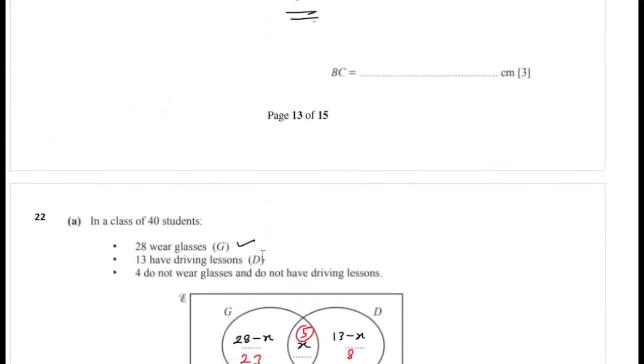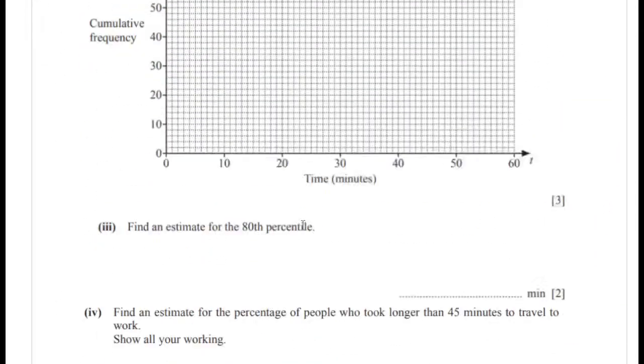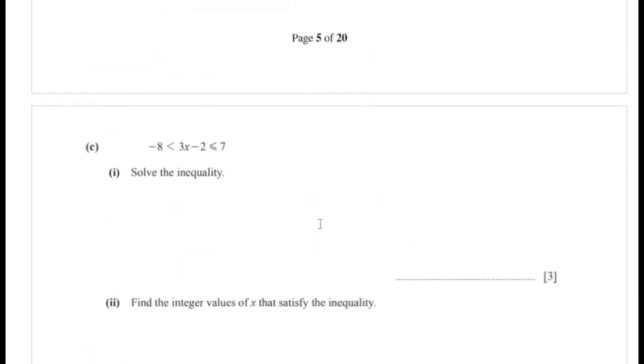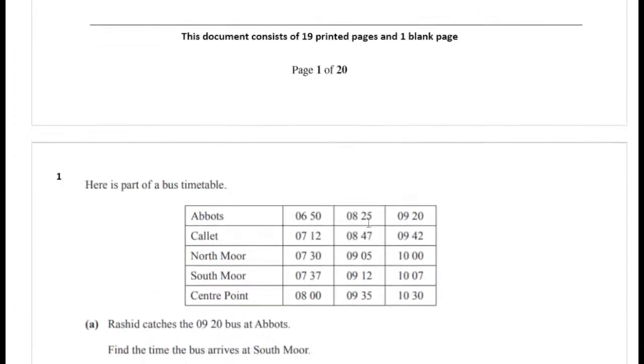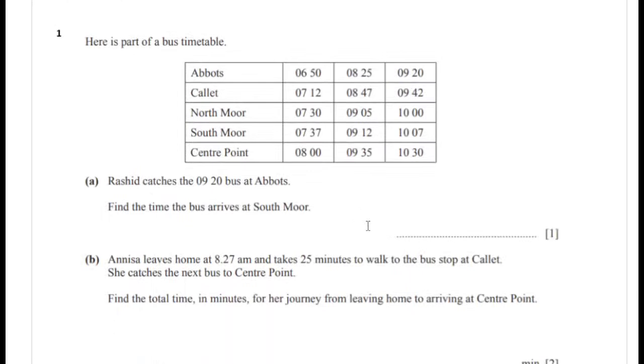Okay, so that's it for paper number 2. Now let us move to paper number 4. Again, in paper number 4, some of the questions are quite simple, so we will not do those questions, but we will simply see if we come across a difficult question. So the question number one is again quite simple. A table is given here, part of a bus timetable.